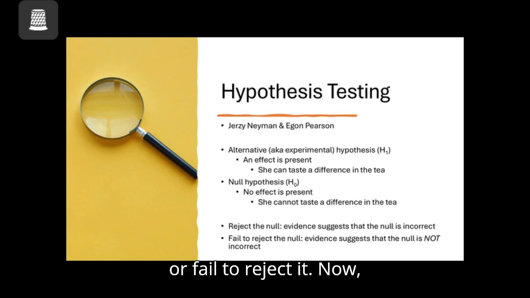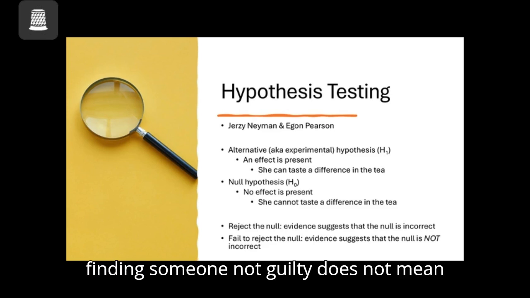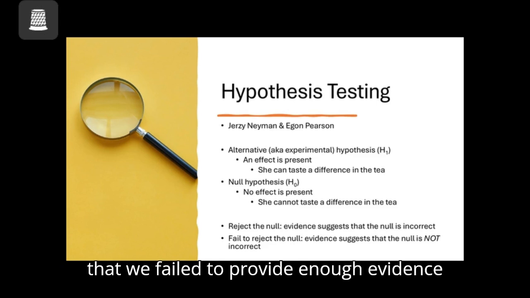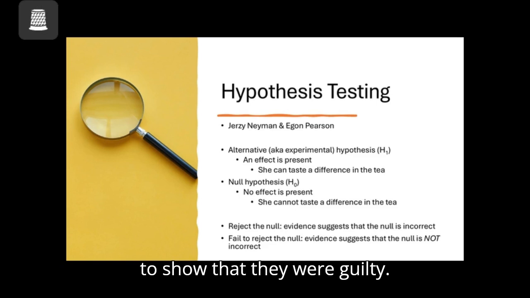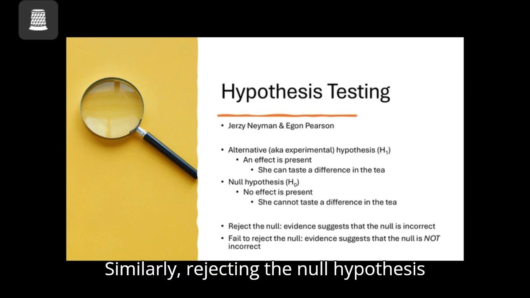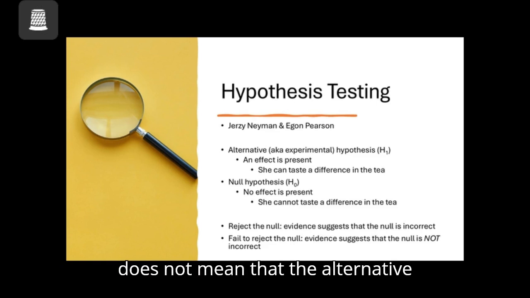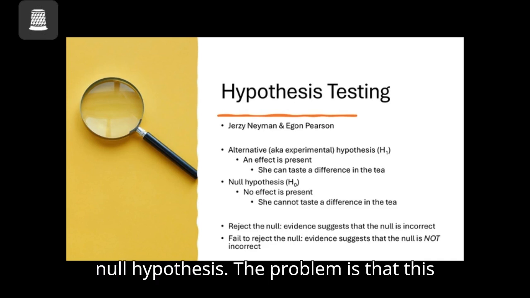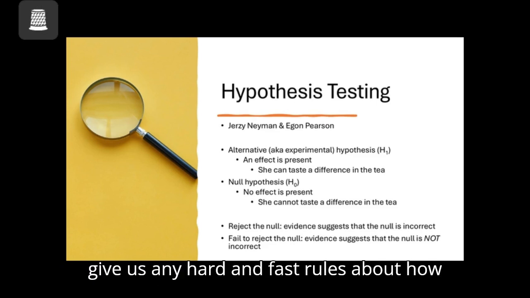Now, finding someone guilty does not mean that they are innocent. It just means that we failed to provide enough evidence to show that they were guilty. Similarly, rejecting the null hypothesis does not mean that the alternative hypothesis is necessarily true. That is one possibility, but all we can actually say is that we did not have enough evidence to not reject the null hypothesis.